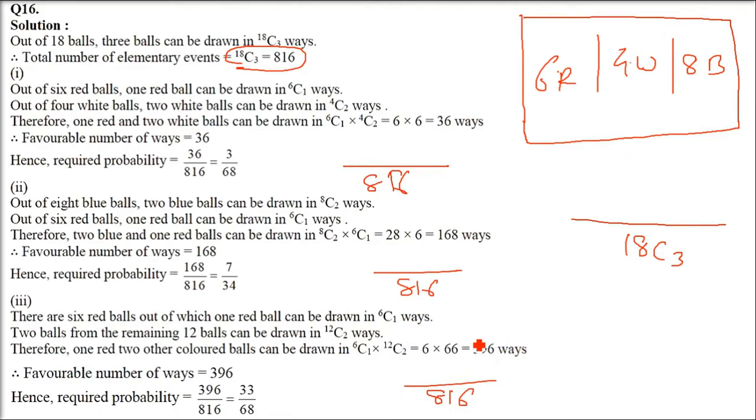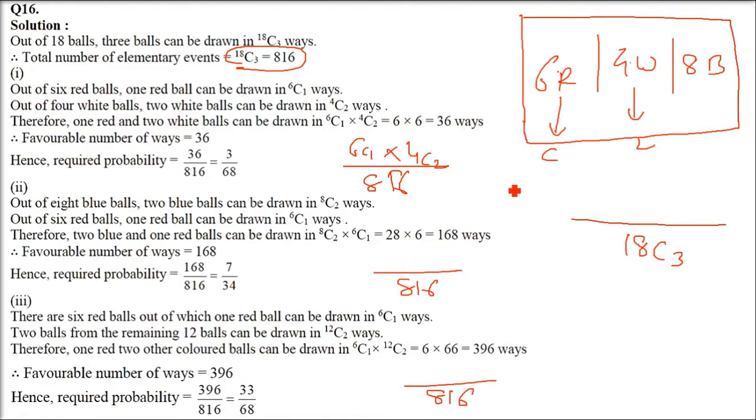Now 1 is red and 2 are white. The first part. So 1 red, you are taking 1 from this 6, so 6C1. Now you are taking 2 white, so 2 from white, so 4C2. So this is the first one.